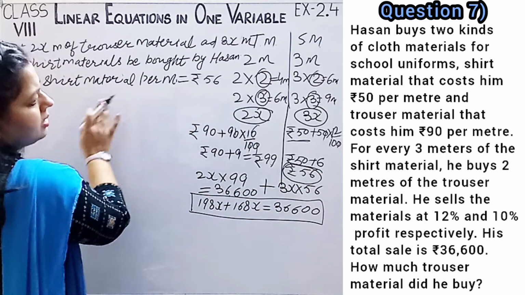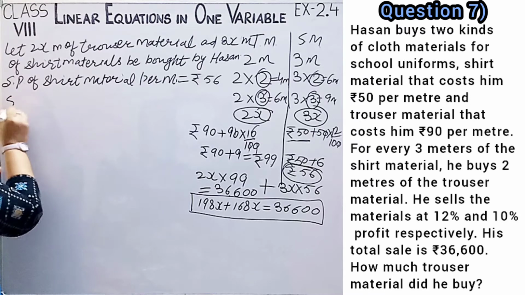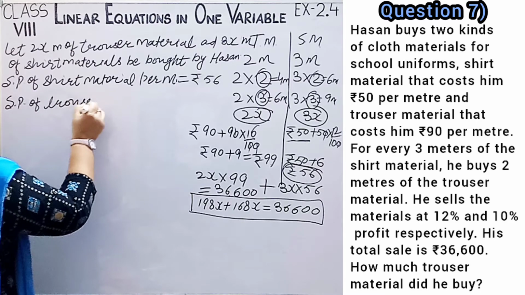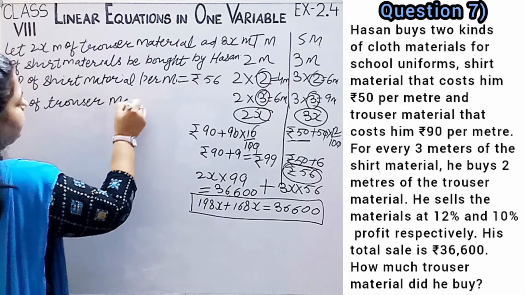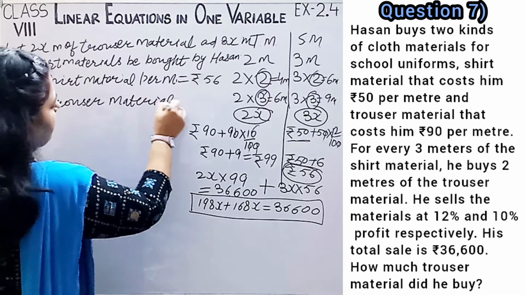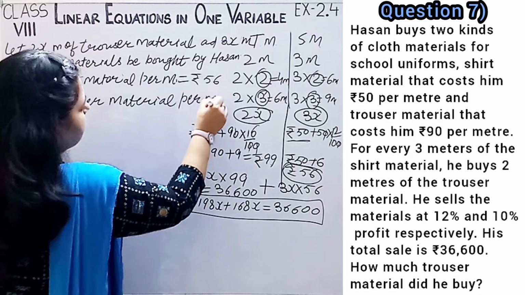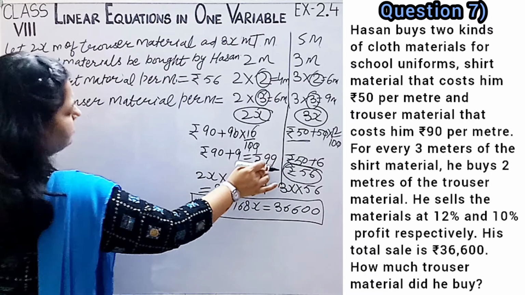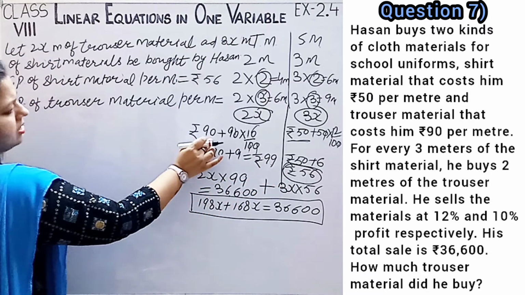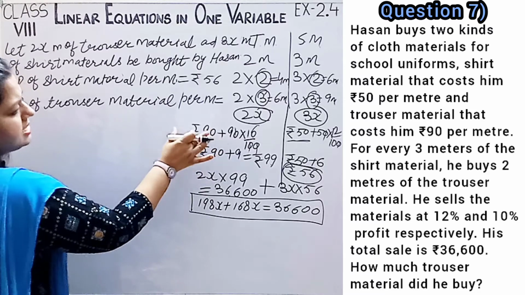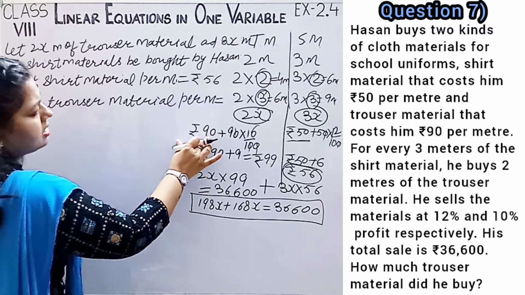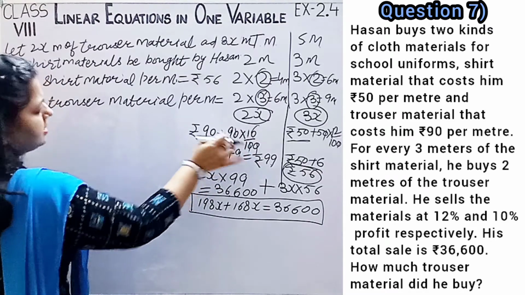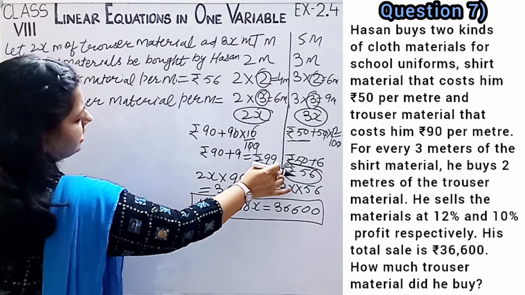Now coming to trouser material. Selling price of trouser material per meter is rupees 99, and the cost of trouser material per meter is 90 rupees, and he got 10% on 90 rupees as profit. So we got 99.